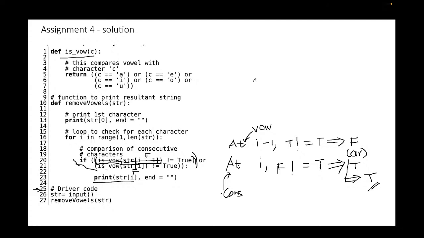Okay, I hope this is clear now. It's just that it's easier to explain the expressions in an in-person class, but online it's difficult for you to understand. But once you understand the truth table, it will be clear for you.